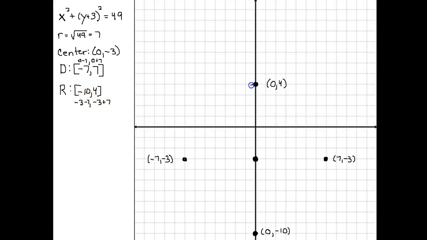And you can go ahead and connect the dots. Woo. So you guys are going to be circle graphing fools. Woo.